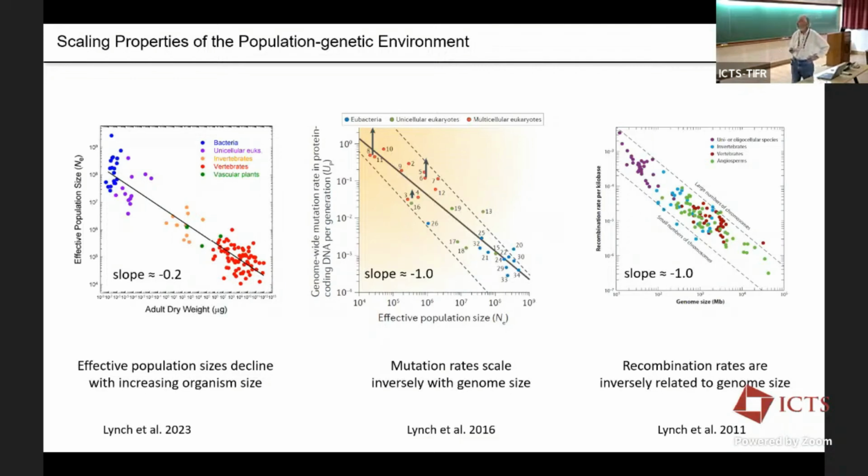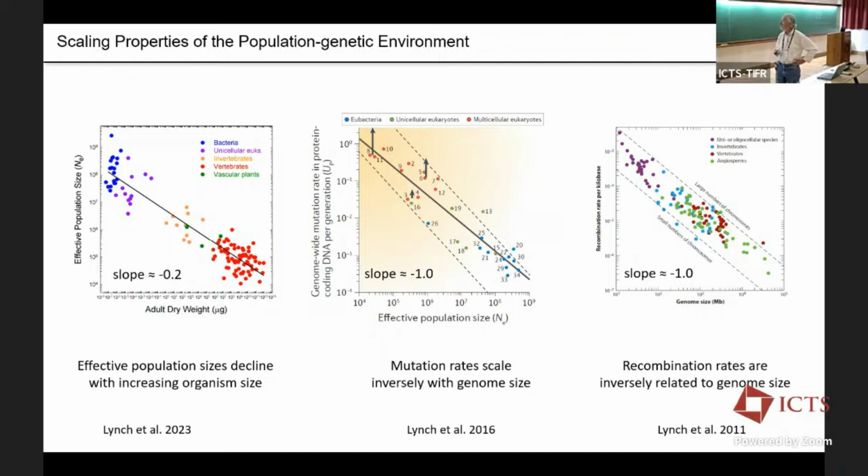So on the left, something I'll get into soon, but just to give you a prelude, this is the negative scaling relationship between what we call effective population size and the size of an organism, the adult weight. And it scales with an exponent of about minus 0.2. So if you increase the size of an organism by 5 orders of magnitude, or 10 orders of magnitude, you'll in general decrease the effective population size by 2 orders of magnitude. The middle one I'll talk about more later.